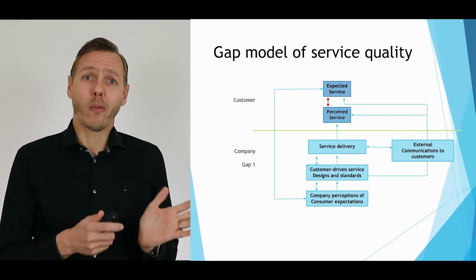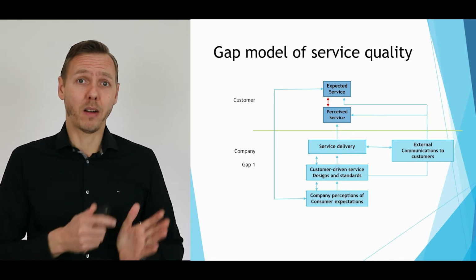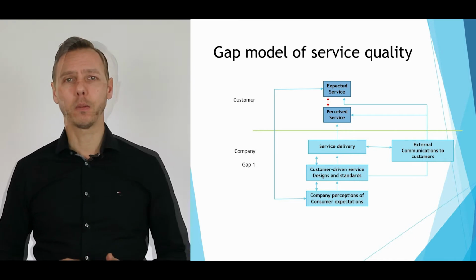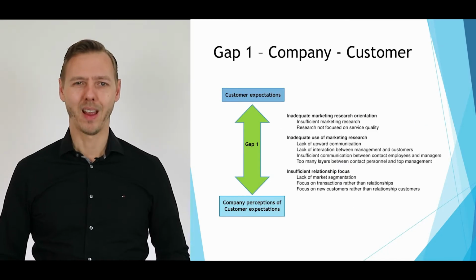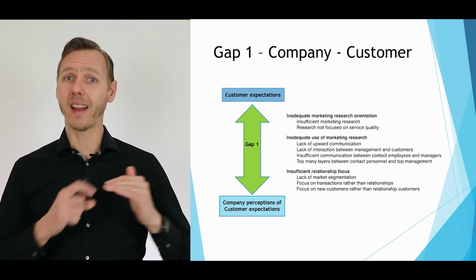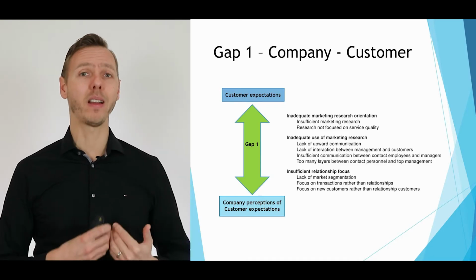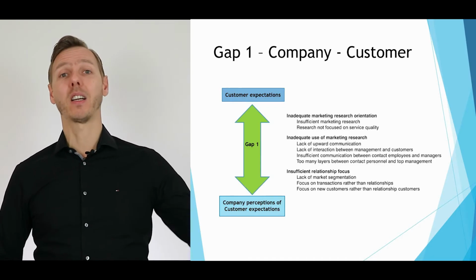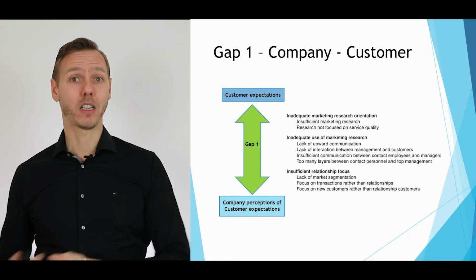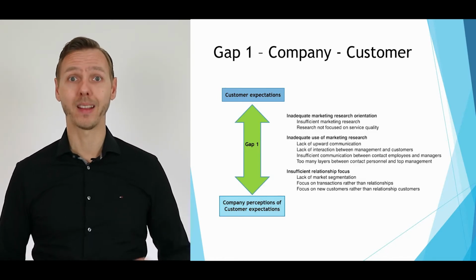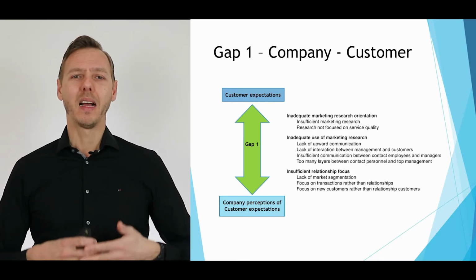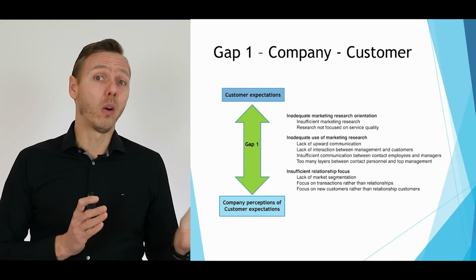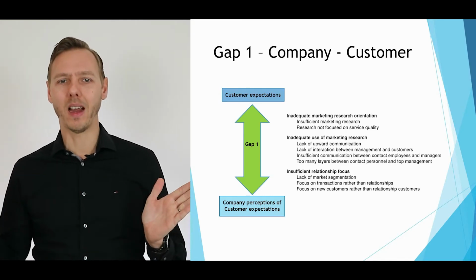You have the possibility of 5 different gaps. So there are 5 different gaps that we can find. First of all, the first gap. Gap 1 is between what the company thinks that the customers want and what the customers think that the company will deliver. That's the first gap. So that's a real gap between company and customer, basically the only gap between company and customer.